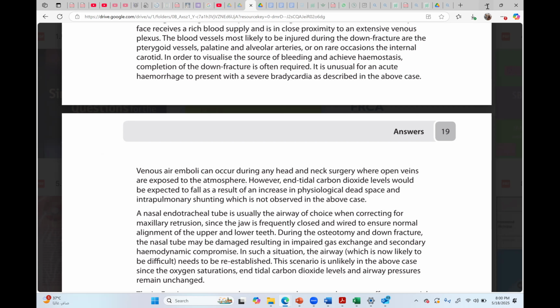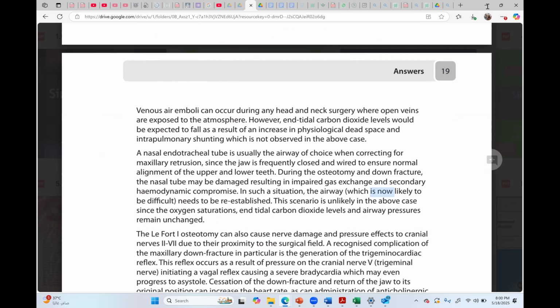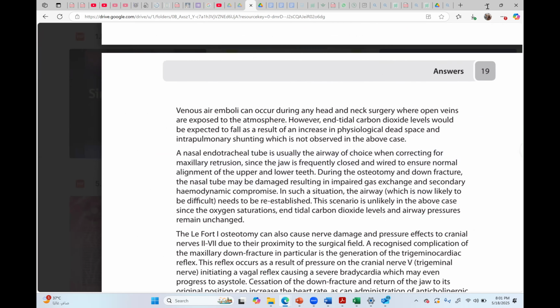The nasal endotracheal tube is usually the airway of choice when correcting for maxillary retrusion, since the jaw is frequently closed to ensure normal alignment of the upper and lower teeth. During the osteotomy and down fracture, the nasal tube may be damaged, resulting in impaired gas exchange and secondary hemodynamic compromise. In such a situation, the airway, which is now likely to be difficult, needs to be reestablished. This scenario is unlikely in the above case, since the oxygen saturation, end-tidal CO2 and airway pressure remain unchanged. So they are telling that airway is not the issue.